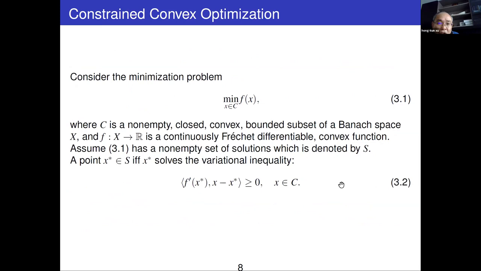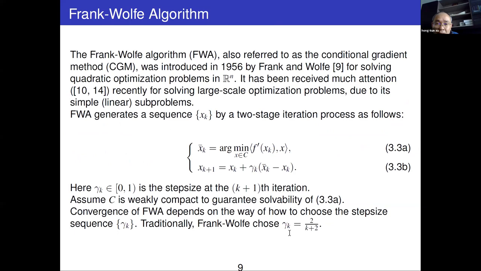Now the convergence. I want to discuss the convergence of FWA. As you can see, x_{k+1} is a linear combination of x_k and x bar. So you need to know some properties of x bar. One particular issue is you need to choose the step size gamma_k to guarantee good behavior of FWA. Now, how to choose the step size? At the beginning, as I said, Frank and Wolfe chose 2 over k plus 2.